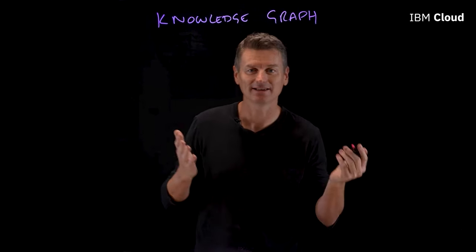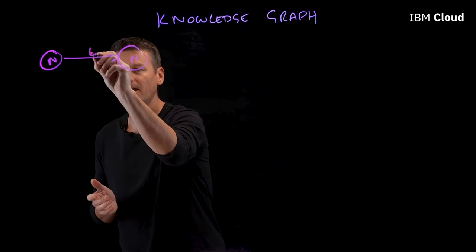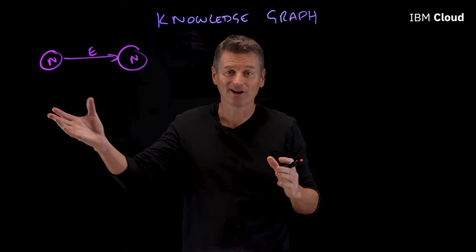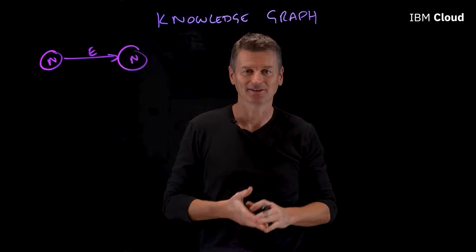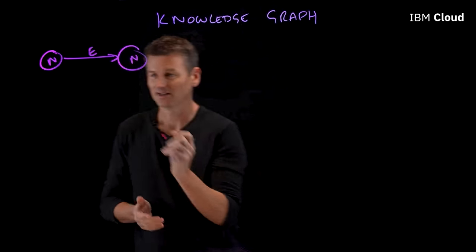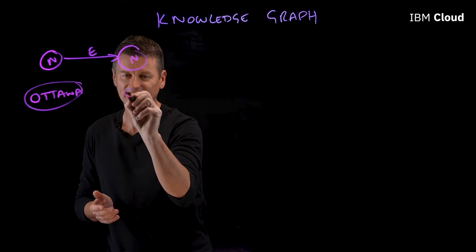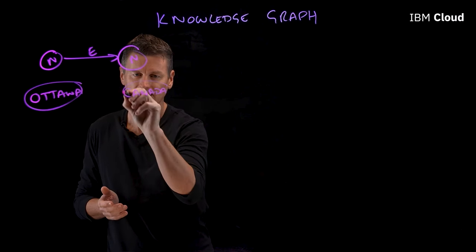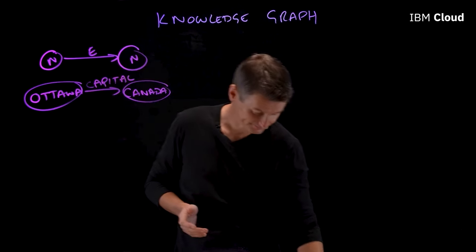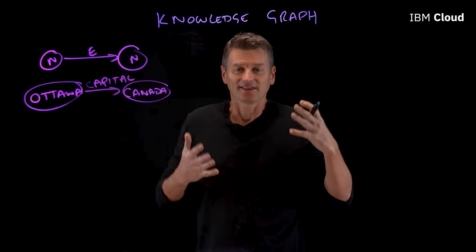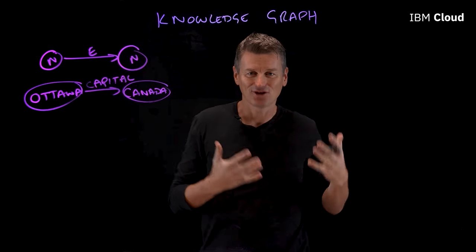Now, a knowledge graph is made up of nodes and connected by edges. Nodes describe any object or person or place, and an edge defines the relationship between the nodes. So, for example, a node of Ottawa and a node of Canada might be connected by the edge of capital. And the thing here is that the pair of nodes can be connected by more than one relation if the two are related in multiple ways.